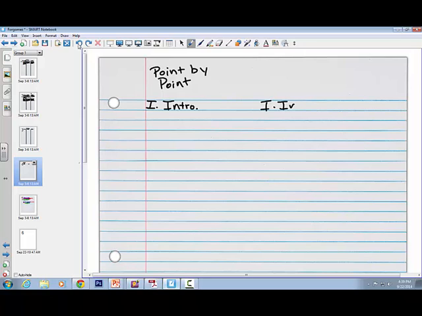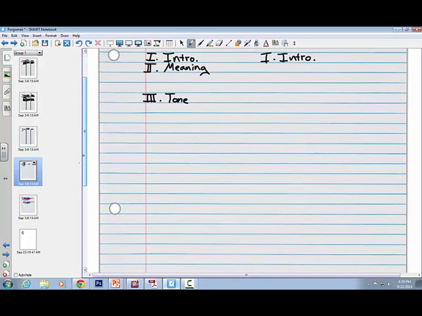So the intro. The second thing that we're going to have in a point-by-point essay is going to be our first point, which is going to be meaning. And I'm going to skip 2 lines. Then I'm going to write down here my third paragraph, which is going to be tone. Meaning and tone. Then, after I do that, I'm going to skip 2 more lines. I've got a conclusion. And I'm done. Seems pretty straightforward.